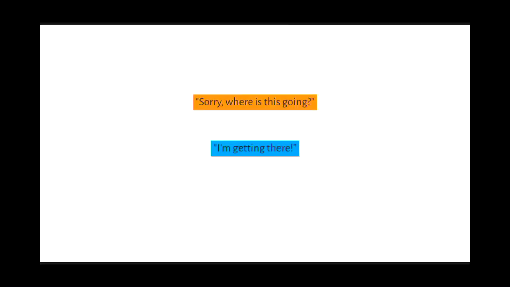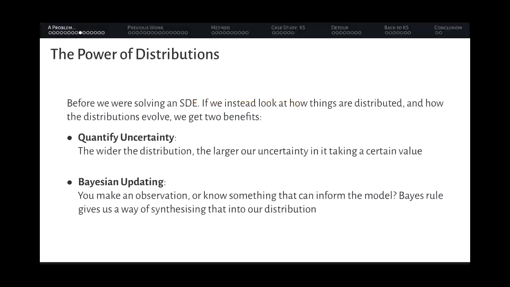So a lot of roundabout answers here and movement. Where is this going? I mentioned they're realizations from a stochastic differential equation. Realizations are great, but what would be even better is if we knew how those realizations were distributed, and we instead looked at the dynamics and the evolution of the distribution as opposed to just the realizations.